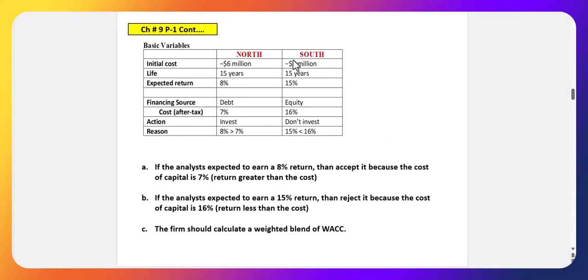Here we see north and south. The initial cost is an outflow of $6 million for north, $5 million for south. The life expectancy of the project is 15 years. The expected return for the north is 8%, and for the south is 15%. If we look at the source of financing, we see debt at 7% and equity at 16%.